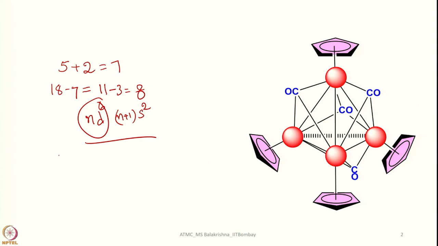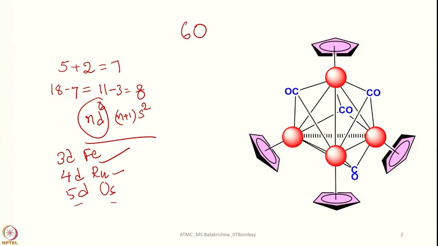If it is 3d, it should be iron. If it is 4d, it should be ruthenium. If it is 5d, it should be osmium. If it is 3d iron, 4d ruthenium, and 5d osmium. On the other hand, we can check whether the metal atom is iron or not if it is 3d. On the other hand, if I say this cluster has a total of 60 electrons, identify the metal center.